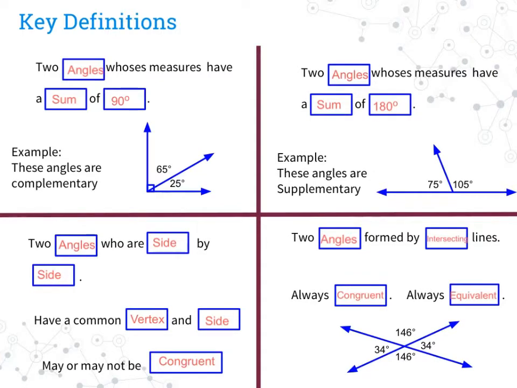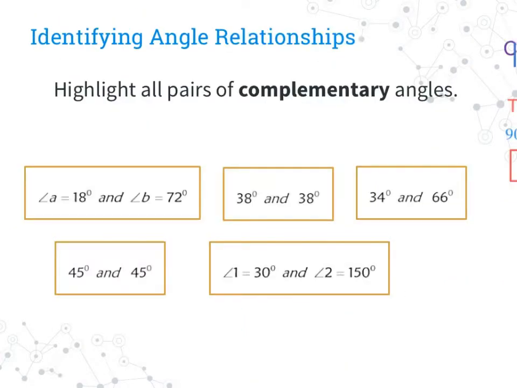So now that we know these four major angle relationships, let's talk about how we can apply them in problems. This problem asks us to identify the angle relationships, and it says highlight all the pairs of complementary angles. So I have to remember the relationship that means complementary angles. If I remember this correctly, it's two angles that are equal to 90 degrees.